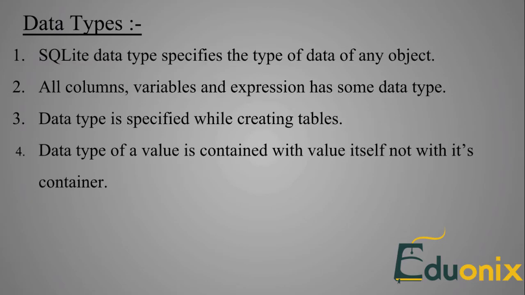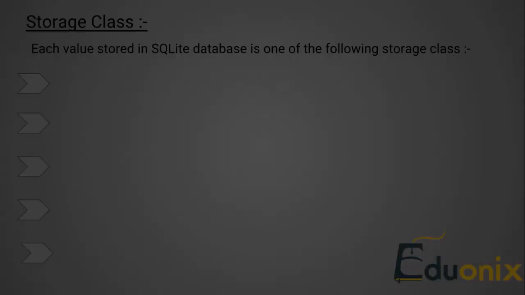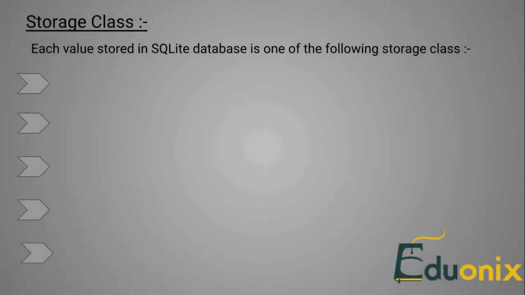Data types specify the type of the data or of the object in the table. All columns, variables and expressions have some type of data type. The data type has to be specified while the table is being created. The data type of a value is associated with the value itself and not with its container. So each value stored in an SQLite database is of one of the following storage classes.